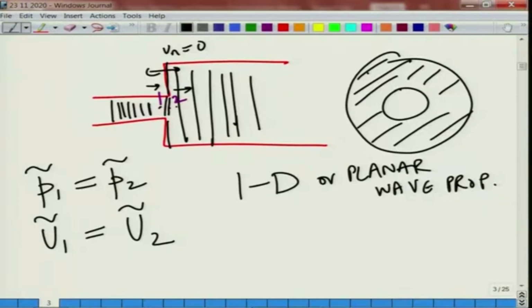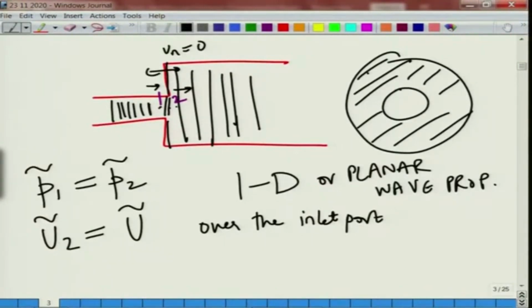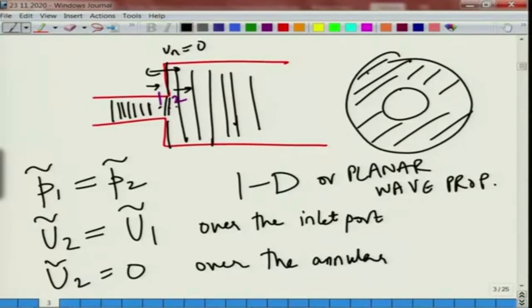So, now u1 is equal to u2, and basically over the port, say the inlet port, u2 is equal to u1, 2 being the chamber, over the inlet port, that is only over this small part, and u2 tilde is equal to 0 over the annular area, that is over this part.